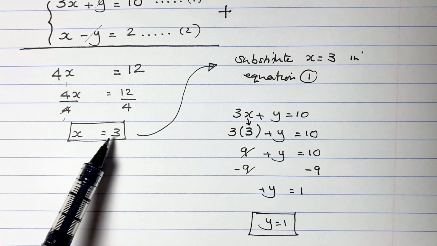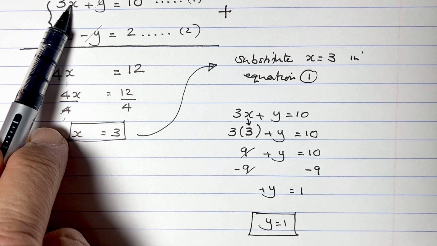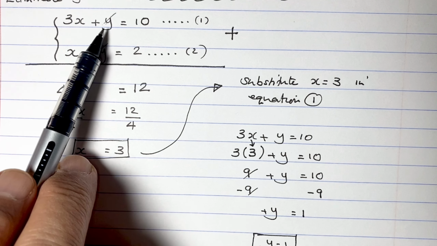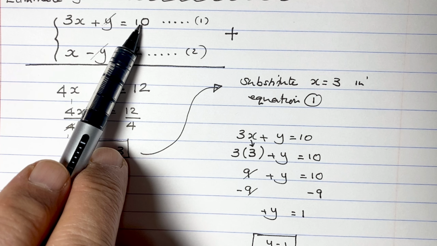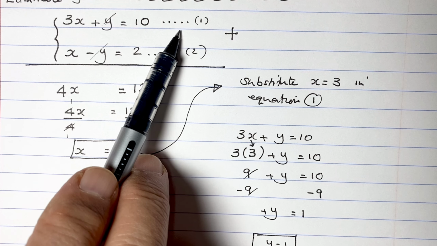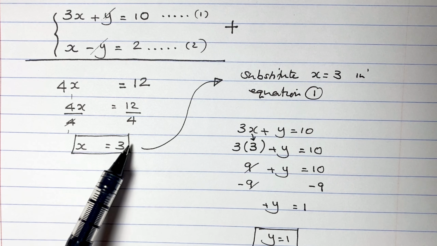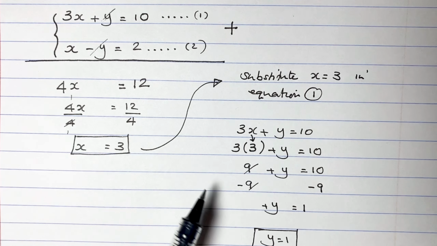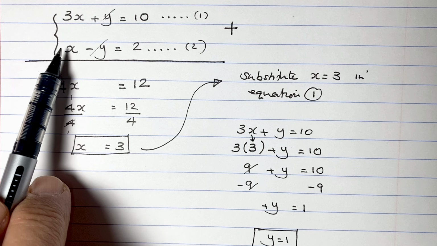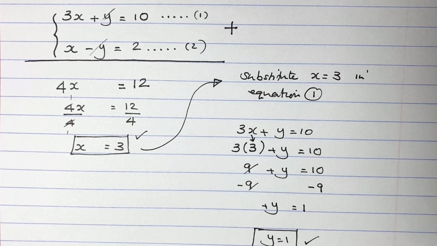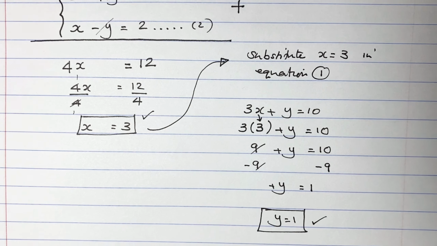Check. x is 3. So 3 lots of 3 is 9, plus y, which is 1. 9 plus 1 is 10. It satisfies the first equation. Try the second equation. x is 3, 3 take away y, which is 1. 3 take away 1 is 2. That means both my answers are correct. Let's do another example.